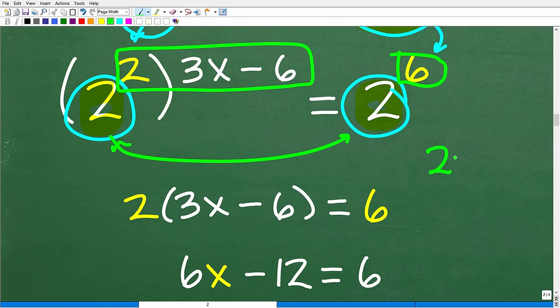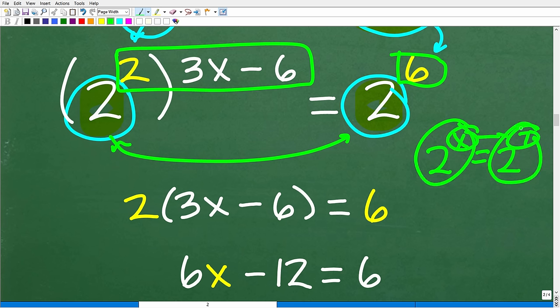In other words, if I said 2 to the x is equal to 2 to the 7th, okay, here's an equation, 2 to the x is equal to 2 to the 7th. Well, if this is the same number as this, well, x must be equal to 7. Same thing here. I'm saying that one power is equal to another power, and the bases are 2, so therefore the exponents must be the same.